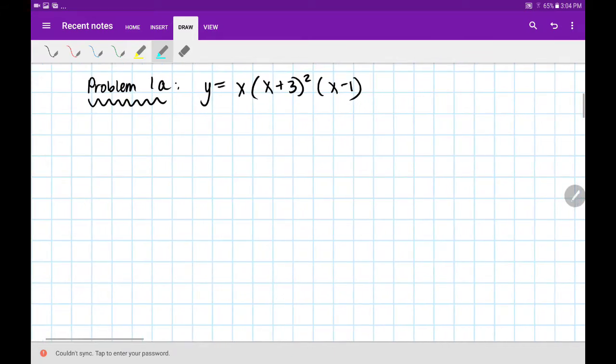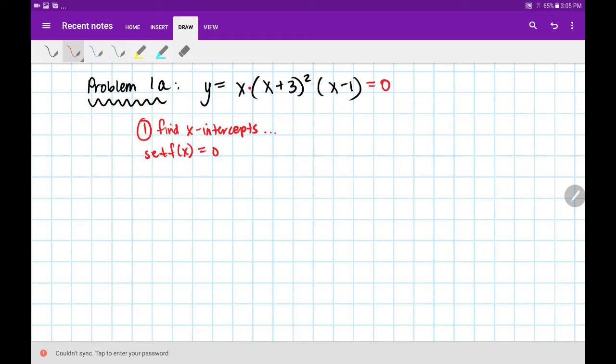Alright, let's begin. So we're asked to graph the polynomial y equals x times (x plus 3) squared times (x minus 1). It looks a little bit daunting at first, but keep in mind our first step. We want to find our x-intercepts. If we can find our x-intercepts, then we've got half of the graph done. So remember, to find your x-intercepts, we always need to set the function, set y, or set f of x equal to 0. So let's do that here. I'm going to set my function equal to 0.